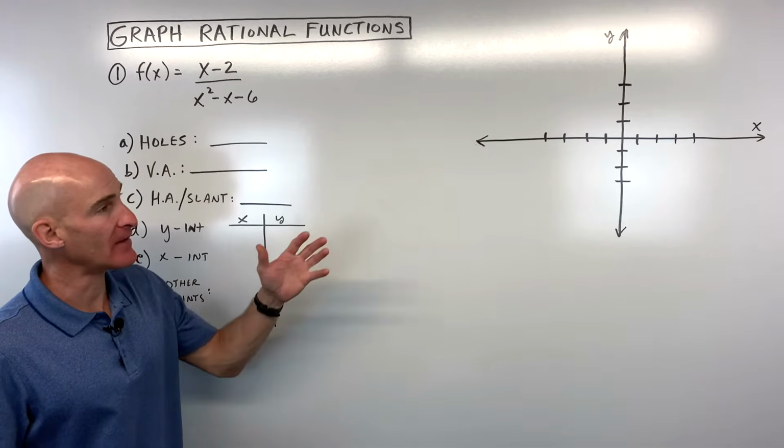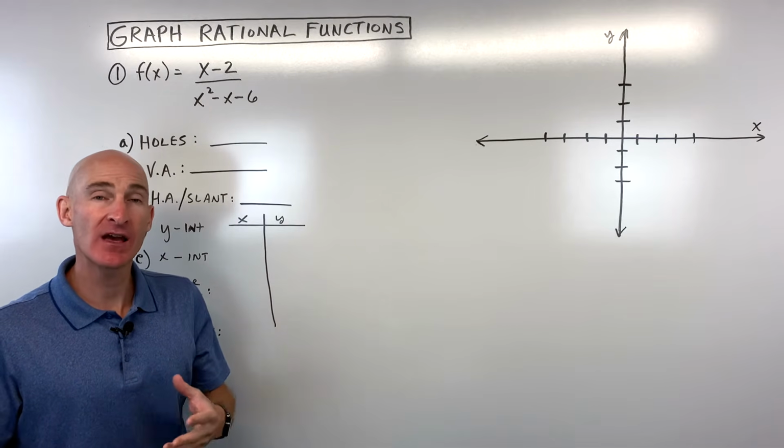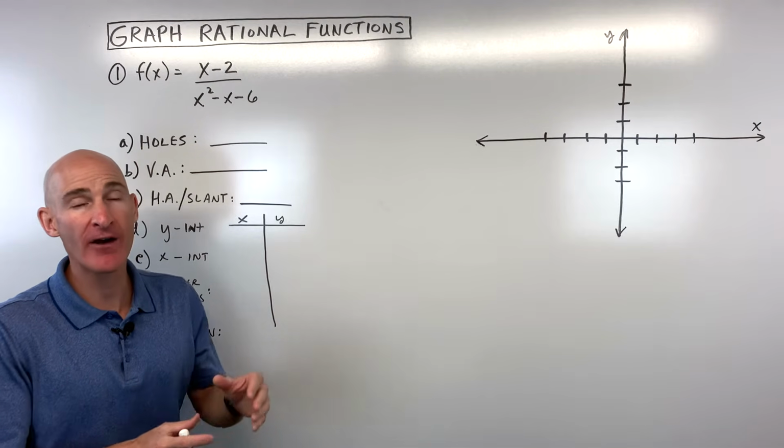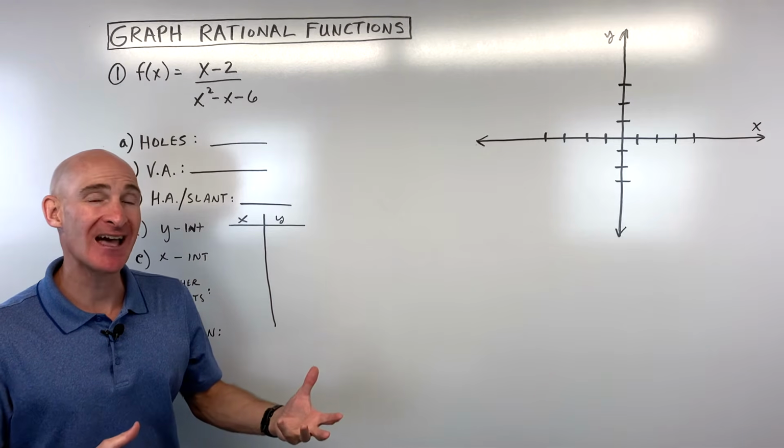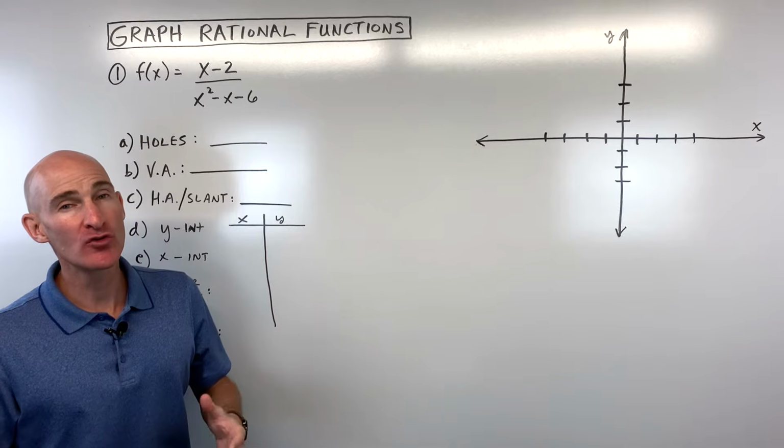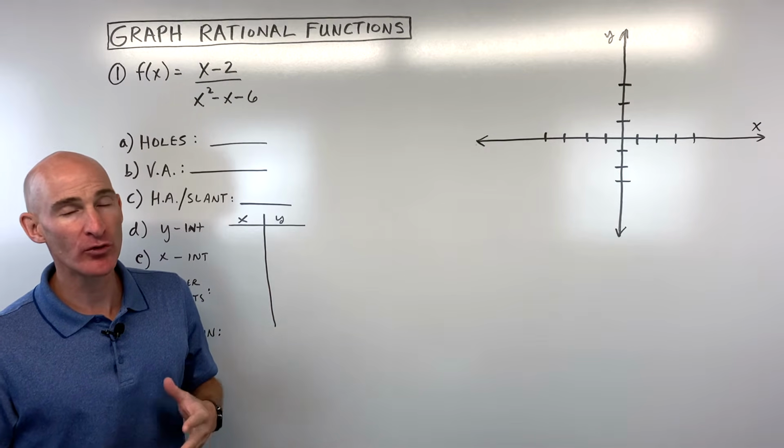We're going to talk about how to find the asymptotes, how to find the intercepts, how to find out if there's any holes in the graph or slant asymptotes, how to plot some additional points, how to do some sign analysis to get a pretty good sketch of these rational functions. We're going to go through 5 different examples.